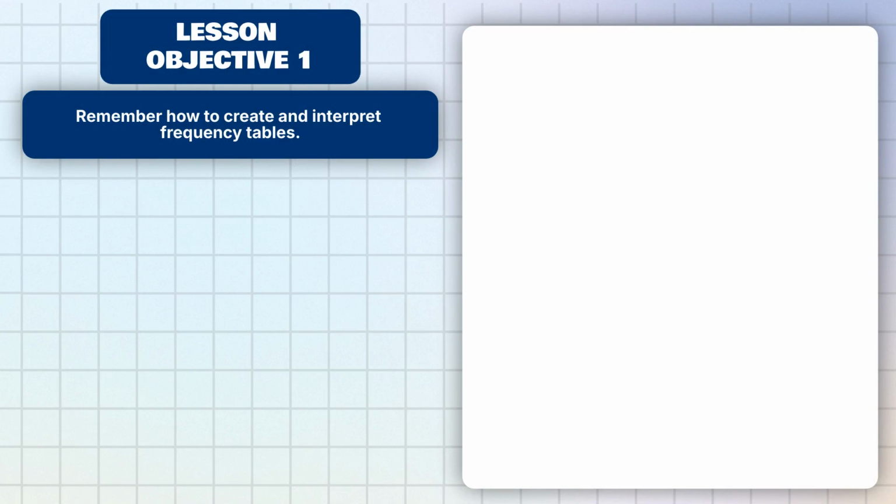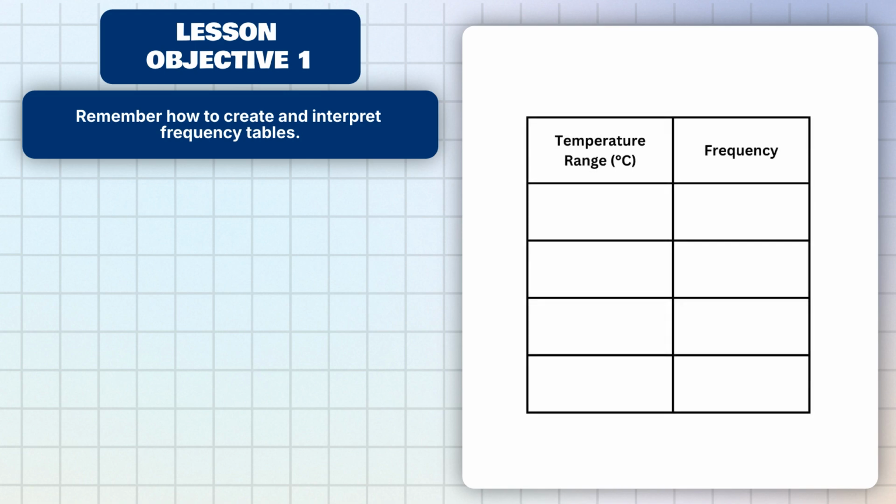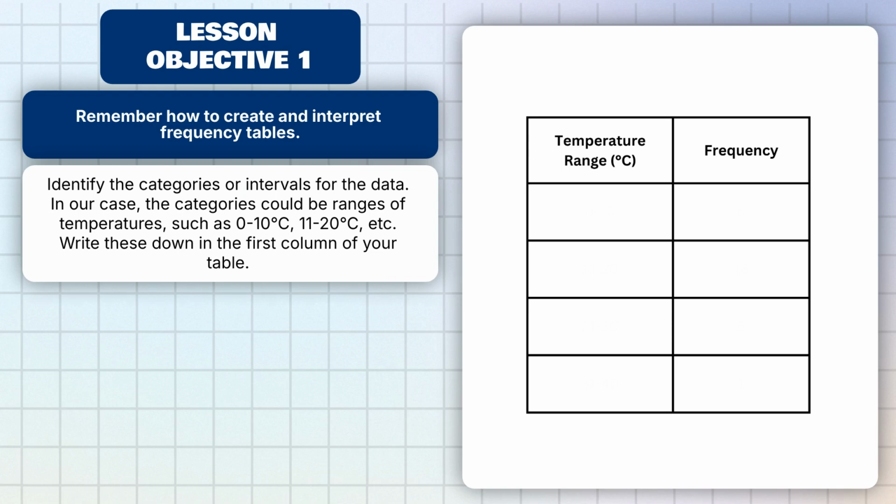Recall our previous lesson on recording data, where we looked at frequency tables and two-way tables. As a quick refresher, let's construct a frequency table for data on daily temperatures. We start by identifying the categories or intervals for the data. In our case, the categories could be ranges of temperatures, such as 0 to 10 degrees Celsius, 11 to 20 degrees Celsius, etc. Write these down in the first column of your table.